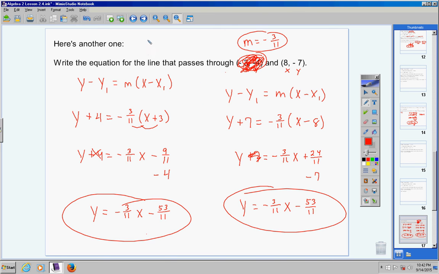For example, let's say one point was 1 half comma 5, and the other one was 6 comma 3. Well, obviously, which point would you want to use? I think it'd be a lot easier to use the point that didn't have a fraction, okay? I'm just saying, just use common sense.